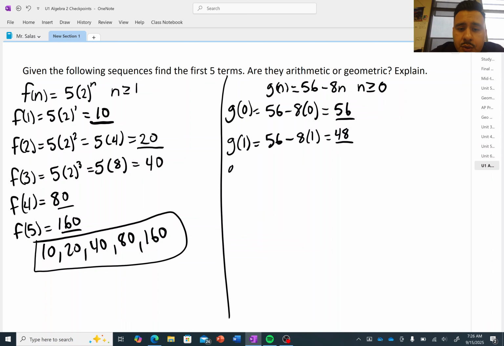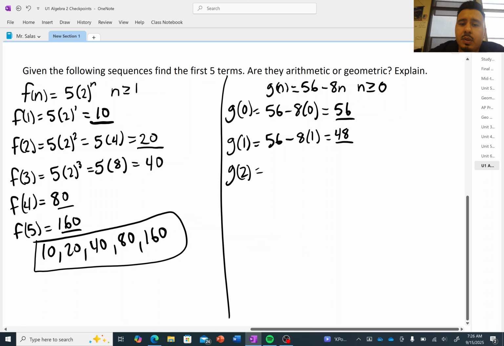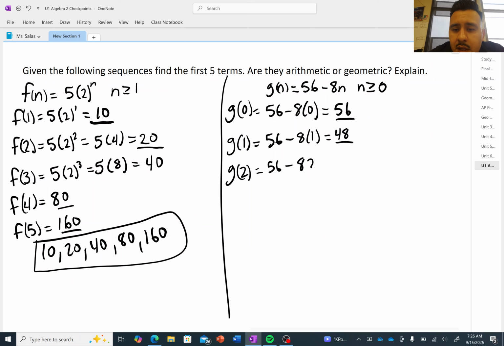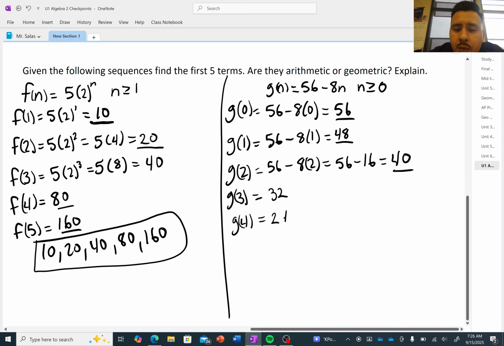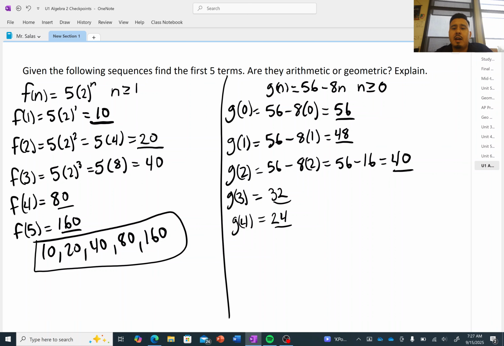Okay? g of 2 is going to be equal to 56 minus 8 times 2, which is going to be 56 minus 16, which is going to be equal to 40. That's my next number. You should have gotten that g of 3 is going to be equal to 32. And g of 4 is going to be equal to 24. Okay? Again, you can just plug these into the calculator and plug in the numbers into the sequences, and then you should get your first 5 terms again, right? So for this sequence of g, it was 56, 48, 40, 32, 24, right?